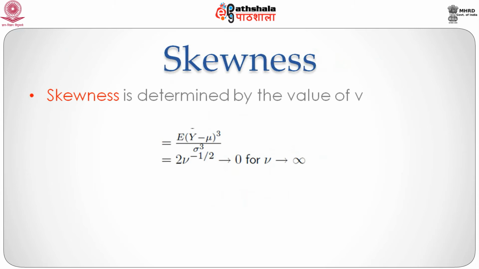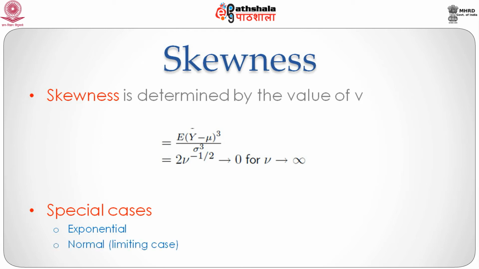The skewness is measured by the expectation of (y minus μ) cubed by σ cubed, which for the gamma distribution turns out to be 2 ν to the power minus half and tends to 0 as ν tends to infinity. Two well-known special cases of the gamma distribution. The first is the exponential distribution, which arises for the case when ν is equal to 1. The normal distribution is also a limiting case of the gamma distribution in the case when ν tends to infinity.